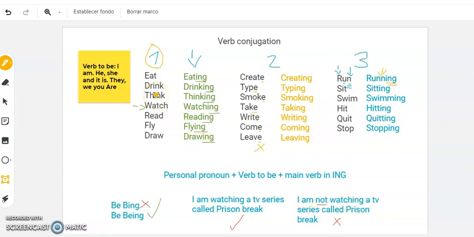For making negative statements, you just need to add not after the verb to be, and that's all. We have here the example. I'm watching a TV series called Prison Break. And in the negative form, we have I am not watching a TV series called Prison Break.